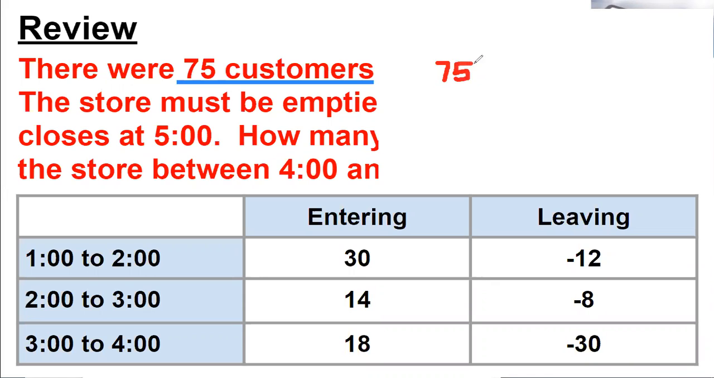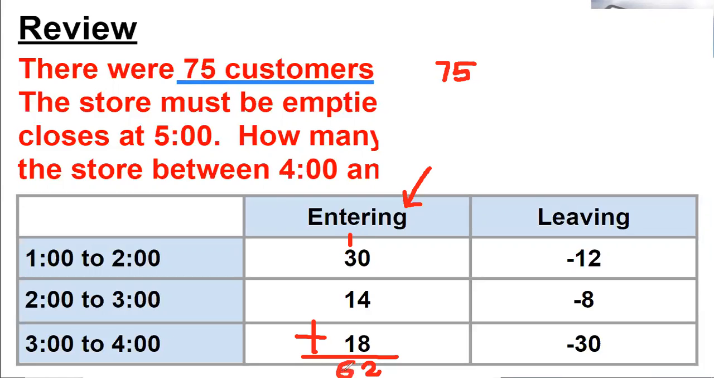Okay, there's 75 customers. So we look down from 1 o'clock to 2 o'clock. We can add up our column of how many people entered total for that 3-hour period. Those are our positive numbers. We're going to add those up. So we have 0 plus 4 plus 8. That's 12. And we're going to bring a 1 to the next column, right? Here we are, 1. 1 plus 3 is 4. Plus 1 is 5, plus 1 is 6.